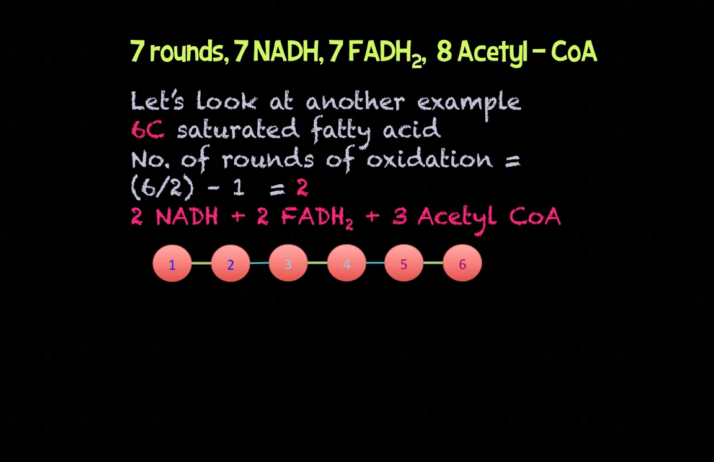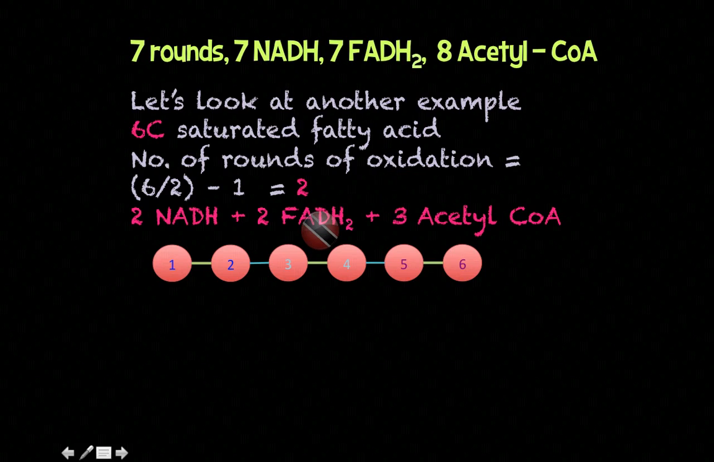Well, let's look at an easier example. Let's look at a 6 carbon saturated fatty acid. So once again, we're going to be calculating the number of rounds of oxidation. For a 6 carbon saturated fatty acid, n will be 6. So 6 over 2 minus 1 will give you 2 rounds of beta oxidation. Now, those 2 rounds of beta oxidation will give us 2 NADH, 2 FADH2, and 3 acetyl-CoA.